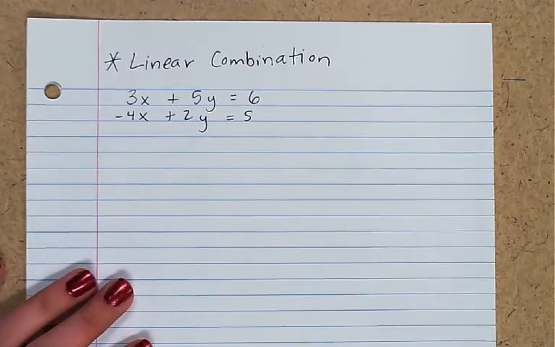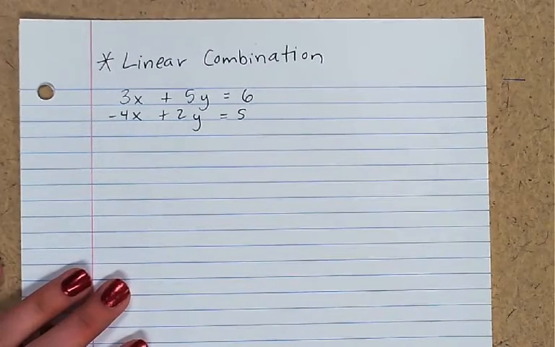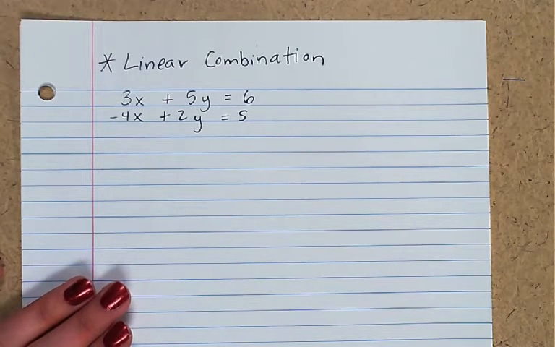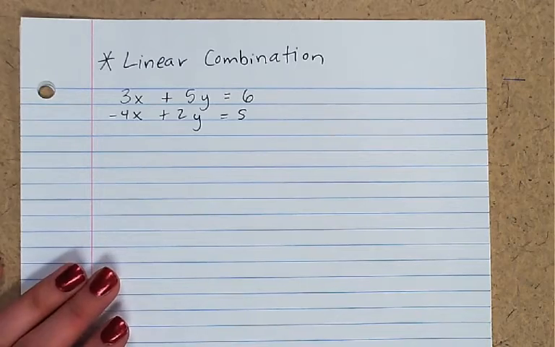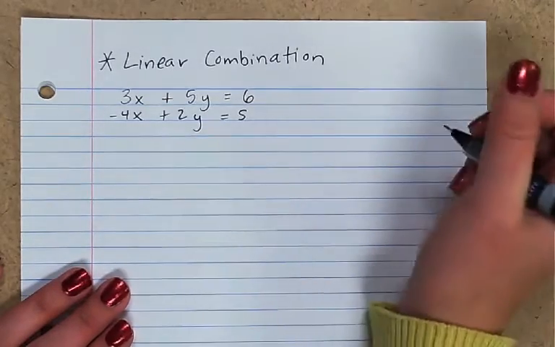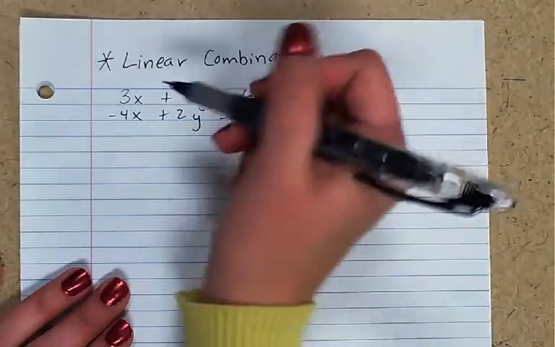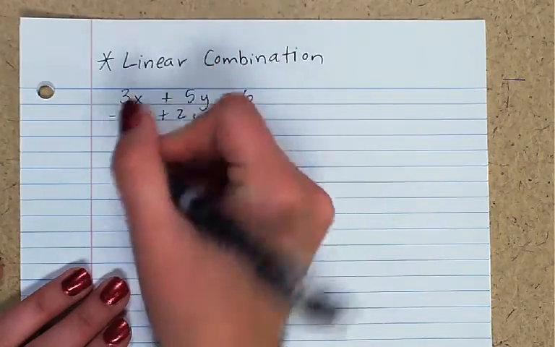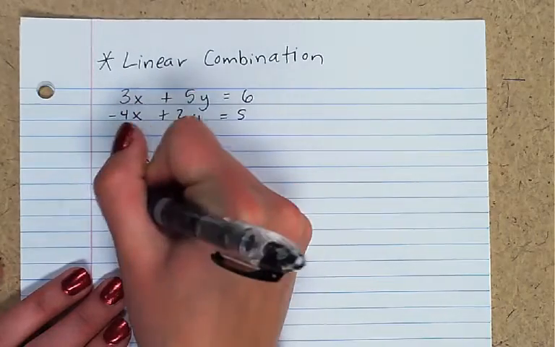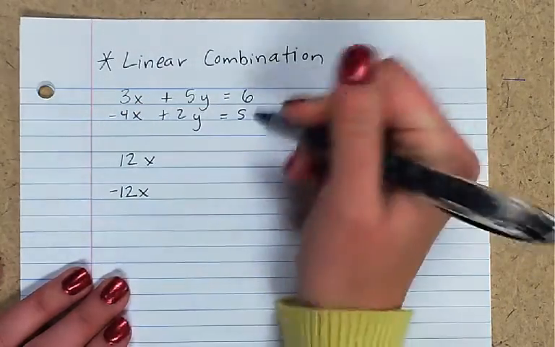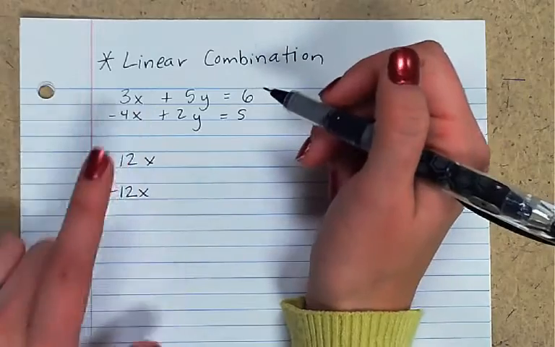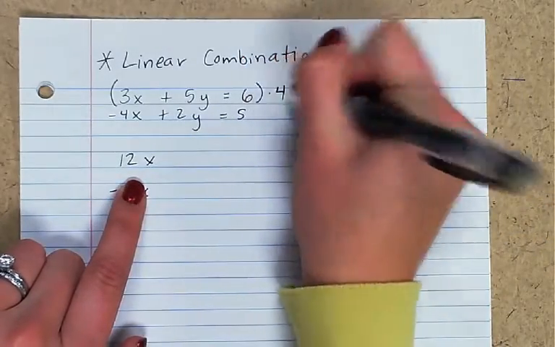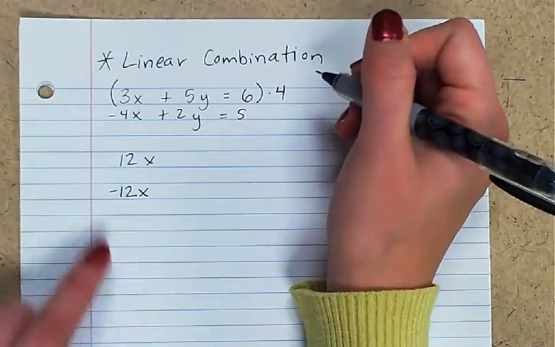So what we have to think of next is what's the least common multiple of 3 and 4. And what that means is what's the smallest number that 3 and 4 will both go into, and that's 12. So what we want is we want this to be a positive 12x, and we want this to be a negative 12x, so it'll look like this. So you have to think, what would I multiply 3x by so that it becomes a positive 12x? And you can't just multiply one thing, you have to multiply all three of them.